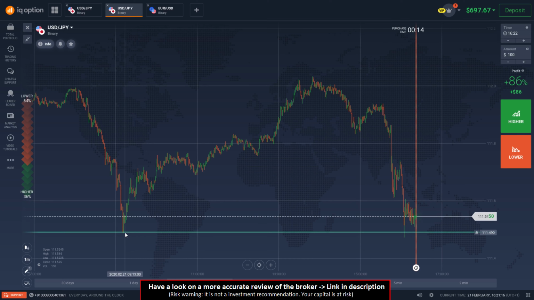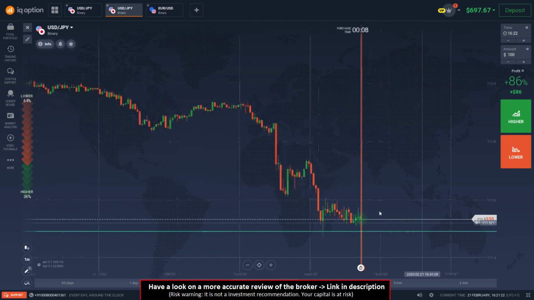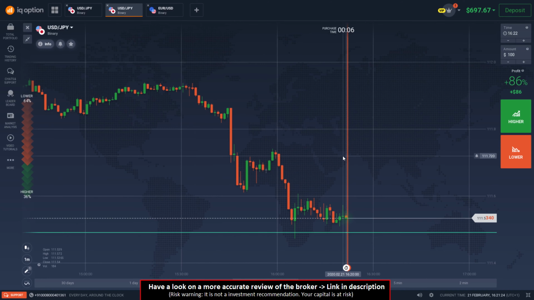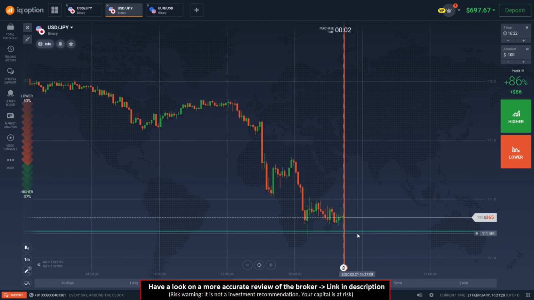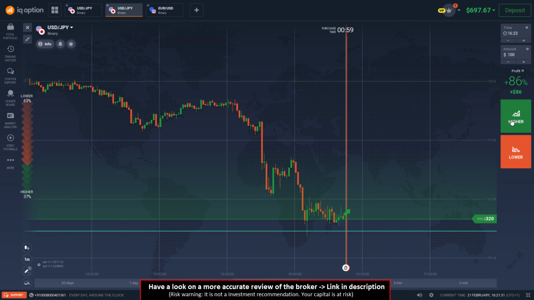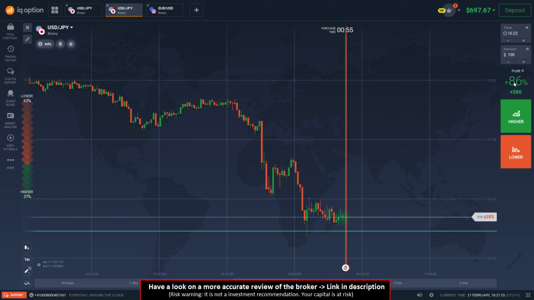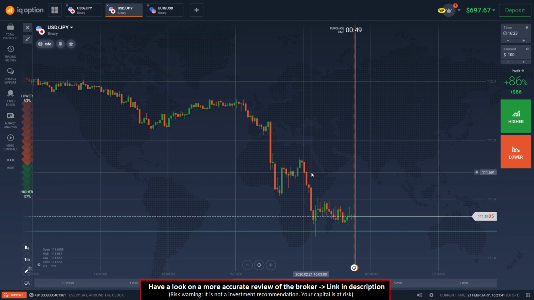I marked this low here, and the market broke through this low, comes back and makes a correction in this downtrend. So I'm waiting for a long trade here. I want to go long higher. We have an 86% rate of return here, a very nice profit if we make the right decision.